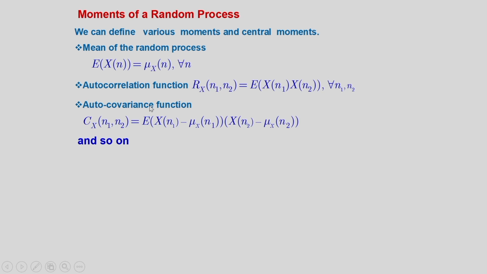We can also characterize a random process by autocovariance function. Cx of n1 n2 is equal to E of xn1 minus mu x n1 into xn2 minus mu x n2. So, you subtract the means from the corresponding random variable and then you find the joint expectation, and this we can show that this quantity is equal to Rx of n1 n2 minus mu x n1 into mu x n2. And similarly, we can define different moments, for example, third order moments, fourth order moments, etc.